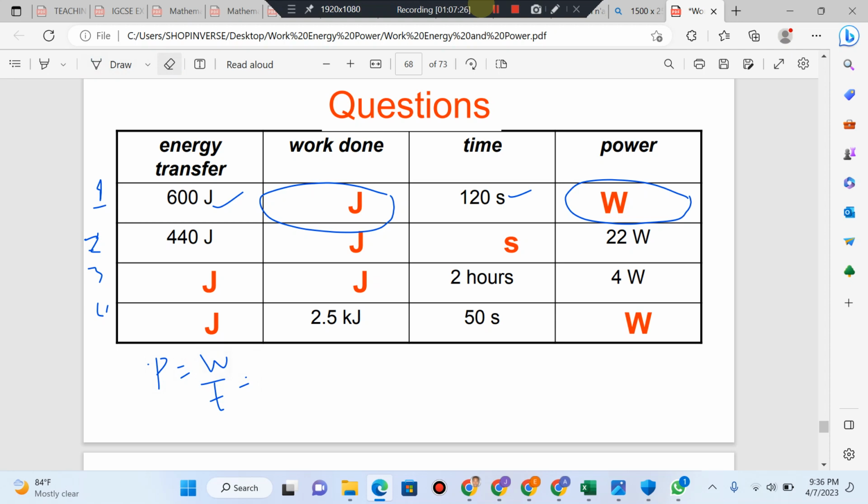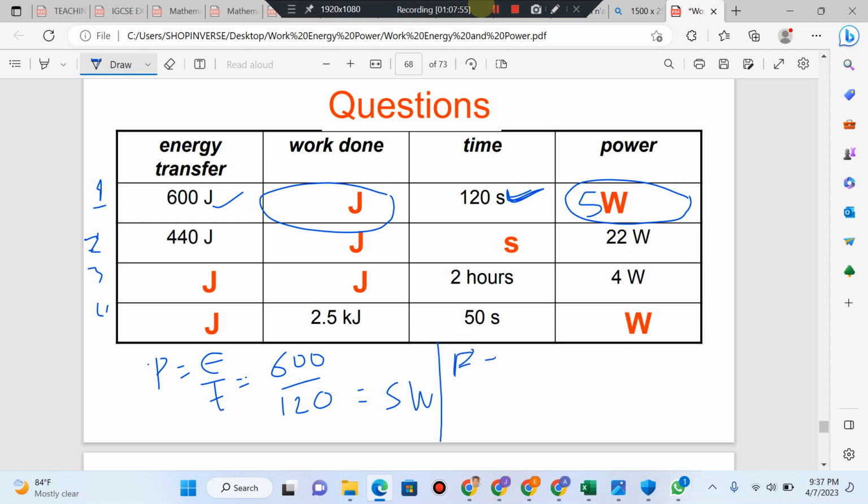Do you have work? No. What do you have? Energy. Fine. Power is also energy divided by time. So let us erase work from here and put energy here. The energy is 600 joules. 600 divided by, what's our time? The time is 120 seconds. 600 divided by 120 gives us 5. 5 watts as your power. So you just put 5 here. Easy, right?